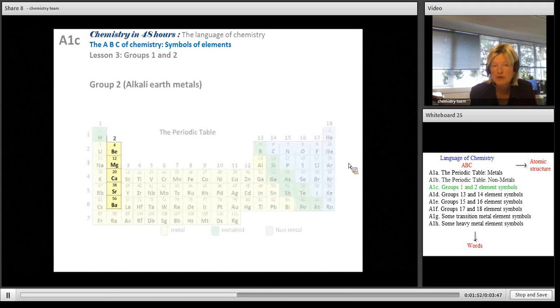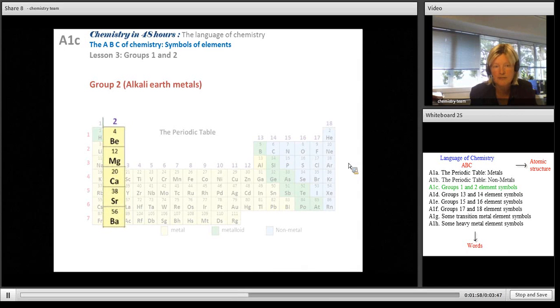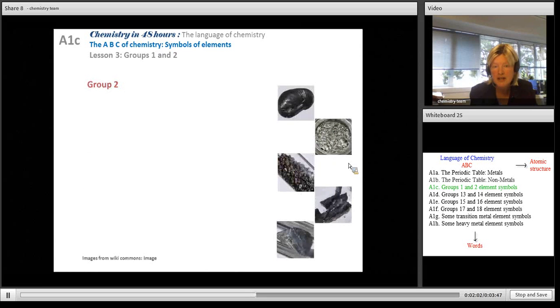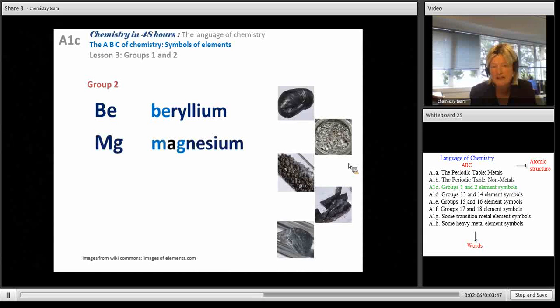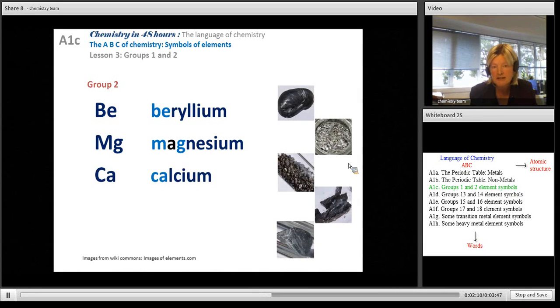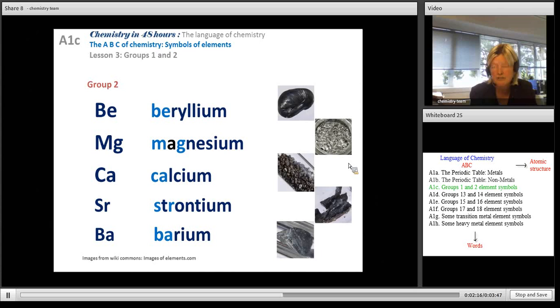Now group 2. These are also known as the alkaline earth metals, and we will look at the ones highlighted here. So let's have a look at them. Be, the first two letters of beryllium. Mg, magnesium, it's the first and the third letter. Calcium is Ca, strontium Sr is the first and the third letter, and barium is the first two letters again.